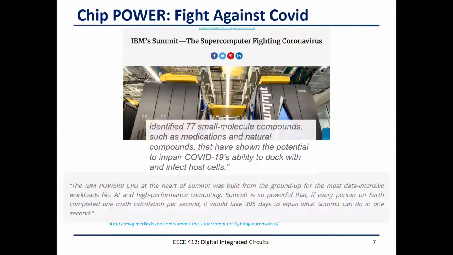And if we want to compare the compute power, basically, we can say that if every person on the Earth completed one math calculation per second, it would take them around 3 or 5 days to give the same power as what the Summit collection of machines could do in 1 second. So we can see how demanding those computations were and why this high performance computing is needed and required nowadays. In fact, it is enabling all this big data crunching that is happening around us.